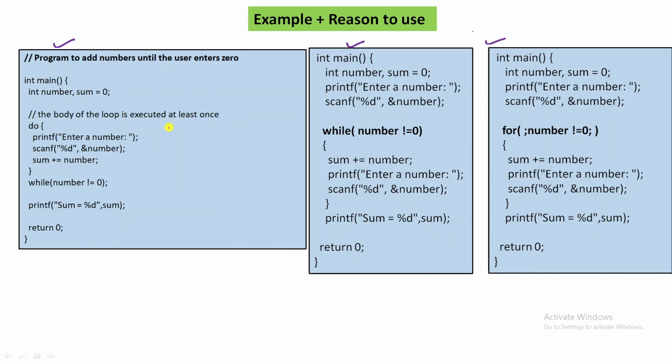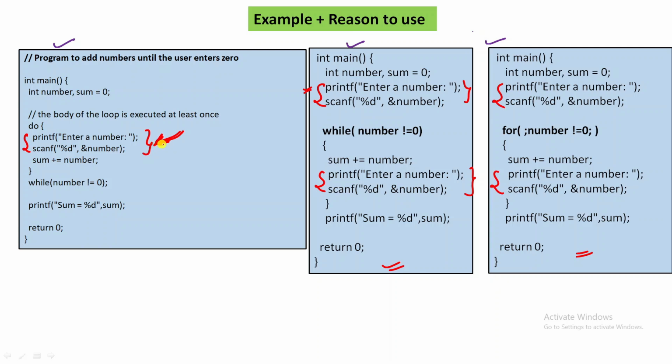Why? If you have observed, in the do while loop I am writing these lines, enter a number and scanf, only once. But here in this program of the while loop and for loop, we are writing these lines 2 times, one inside the body and one outside the body. Same here, 2 times. And the program is working fine. So these lines are repeated basically. If you say code length wise, then my code length is more in this. Same with for. But with the do while loop, I am writing these lines only once.